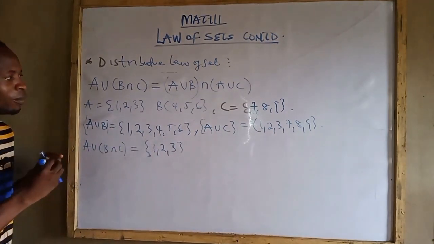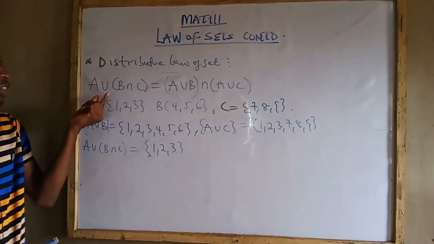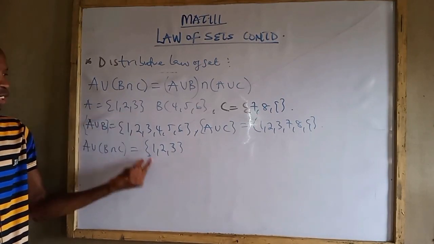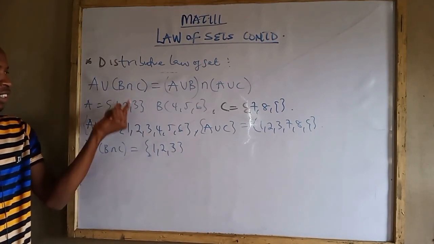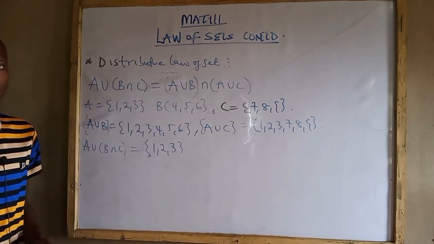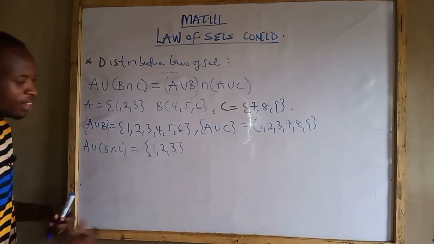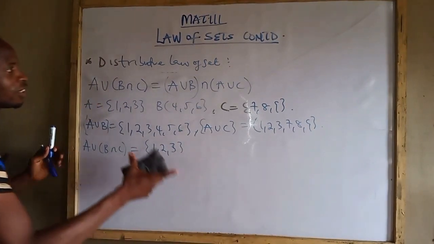So you can see from this very first equation here, A union A is 1, 2, 3. So it's also the same thing as this A. So that has been verified. The other one here is what we first do as De Morgan's law of set.